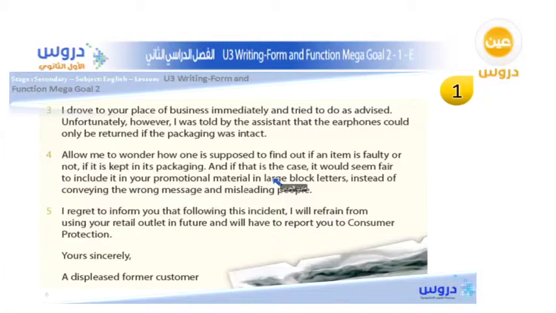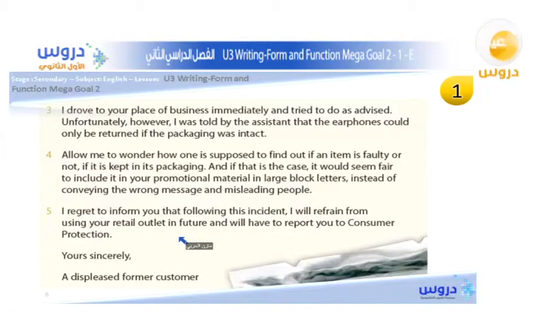He said, okay, so you say if I have, let's say, a broken item or something, I can return it in less than 24 hours. So how am I supposed to do that when you say don't ruin the packaging or don't misuse it? This is impossible. So number 5, the last part of this complaint letter, he said, I regret to inform you that following this incident, I will refrain from using your retail outlet in future and will have to report you to Consumer Protection. Yours sincerely, a displeased former customer.